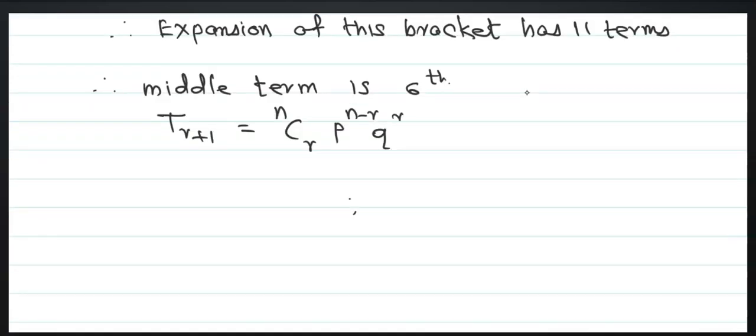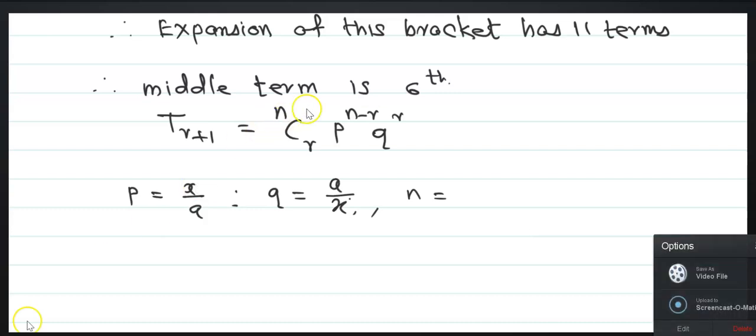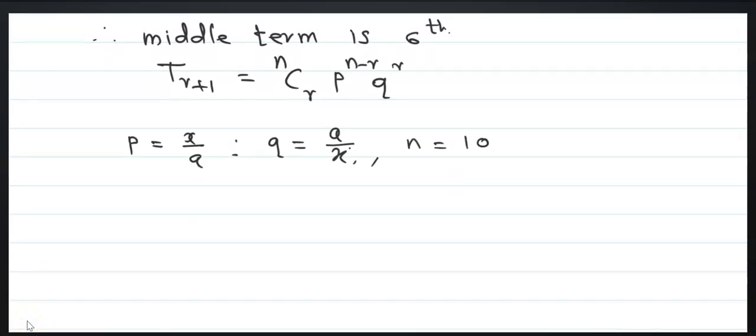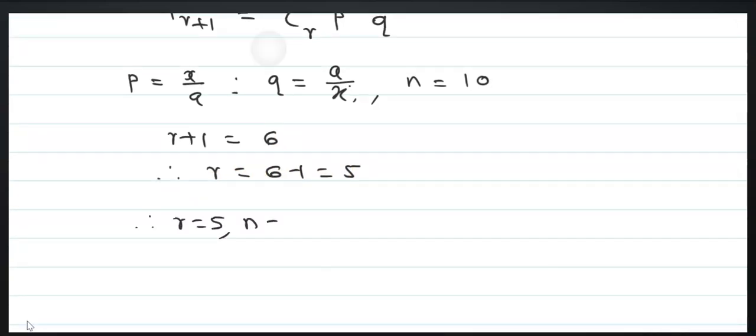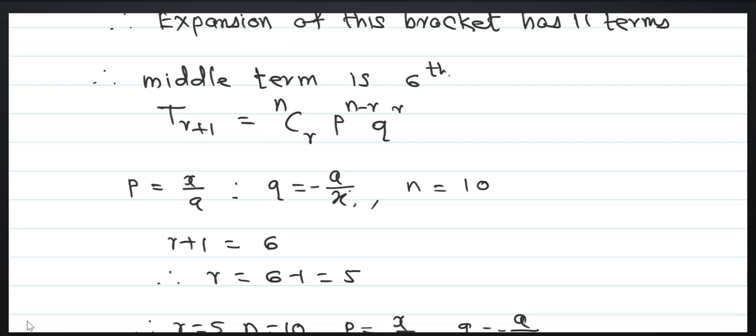N is equal to even. Whenever n is even, we add 2. Now here, T(R plus 1) is equal to NCR, P raised to N minus R and Q raised to R. P is equal to x upon a, Q is equal to a upon x and N is equal to 10. R plus 1, that is the sixth term, will be the middle term. R plus 1 is equal to 6, so R is equal to 6 minus 1, that is 5. N is equal to 10.